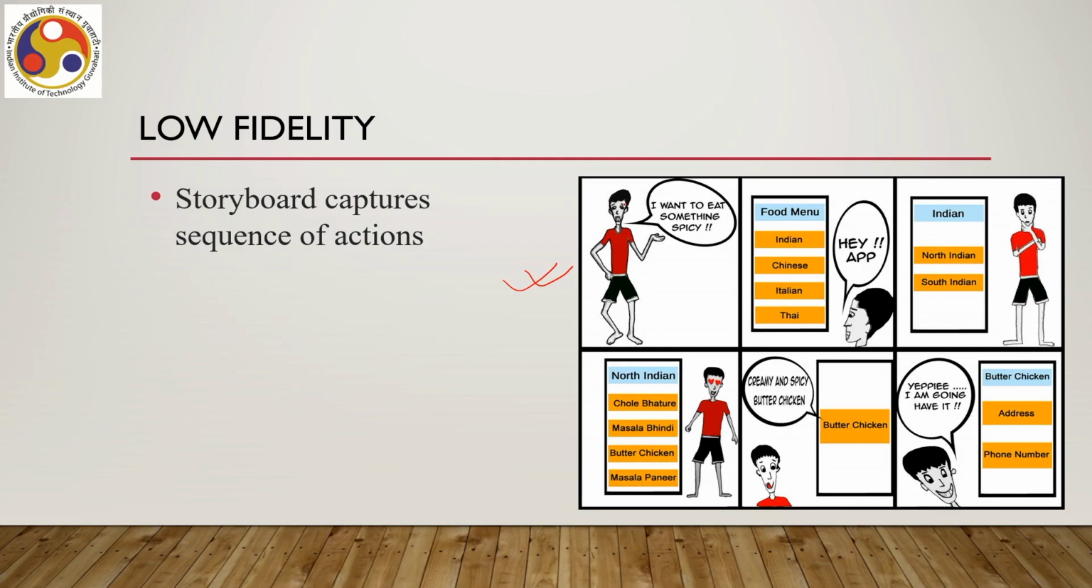So, here the user somehow specifies the requirement that I want to eat something spicy, then it goes to the app and the app lists different menu items. Then the user chooses a particular option or particular cuisine. There can be subcategories of that cuisine as well, North Indian, South Indian, as you can see here. That is the second stage after selection in the first stage. Then for North Indian, there can be further subcategories, as you can see.